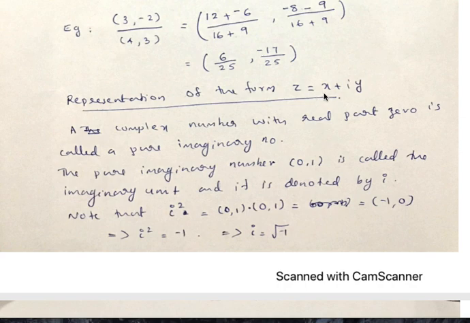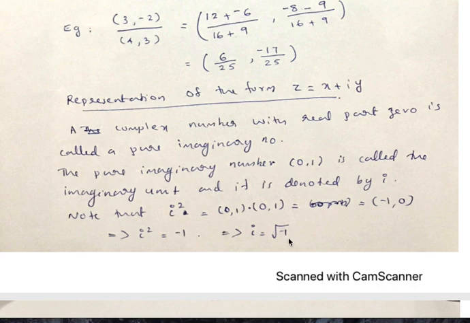Now consider z equal to x plus iy. First note that a complex number is said to be purely imaginary if its real part is 0. Now the pure imaginary number (0, 1) is denoted by i. Once you fix that notation, see what is i squared. You have to multiply (0, 1) and (0, 1), using the definition we have given earlier for multiplication of two complex numbers. Using that you get this to be (-1, 0). So we are getting i squared is minus 1. So i is nothing but root of minus 1.